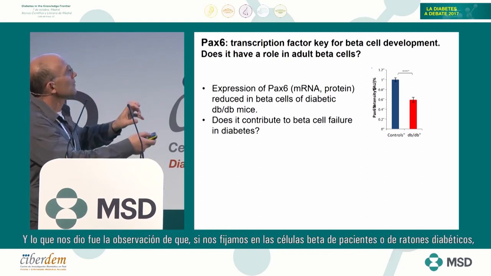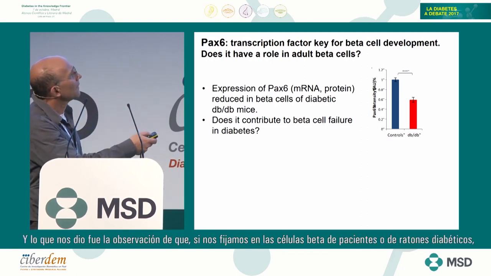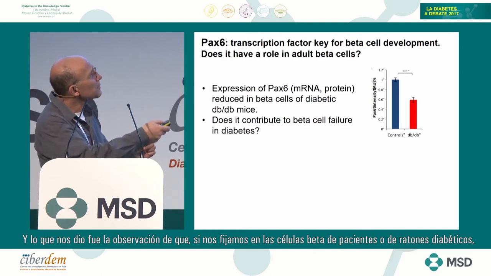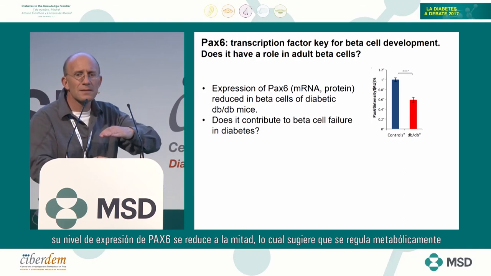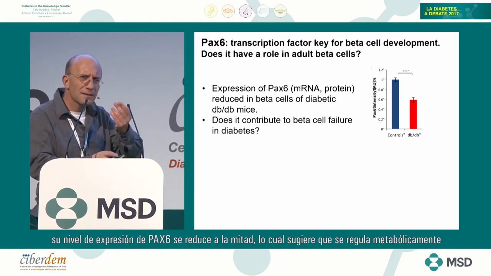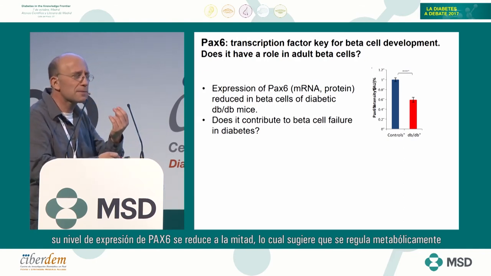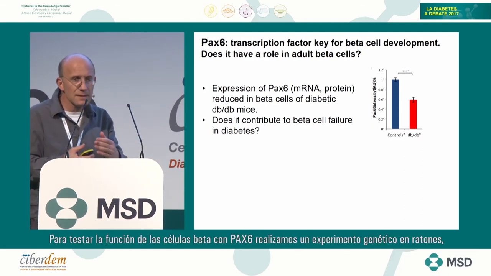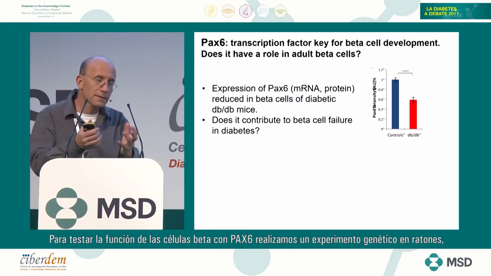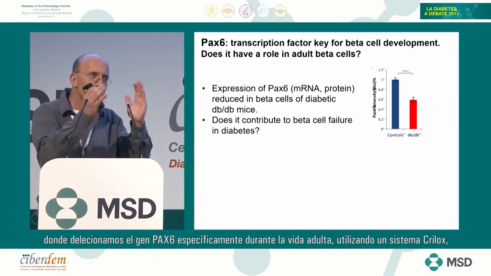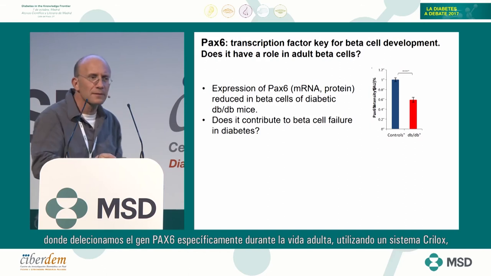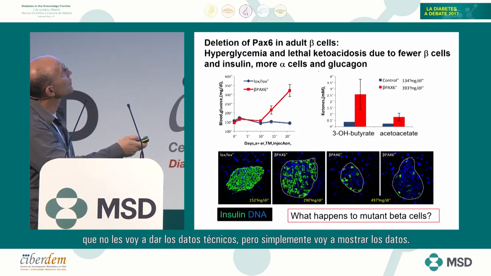And what prompted us was the observation that if we look at beta cells from diabetic mice, their expression level of PAX6 drops by half, suggesting that it is metabolically regulated and perhaps has some function. So to test the function of PAX6 in adult beta cells, we performed a genetic experiment in mice where we deleted the PAX6 gene specifically in adult beta cells during adult life using the Cre-lox system. I will not get into the technical details of that. I'll just show you the data.